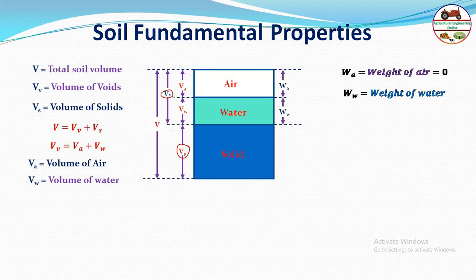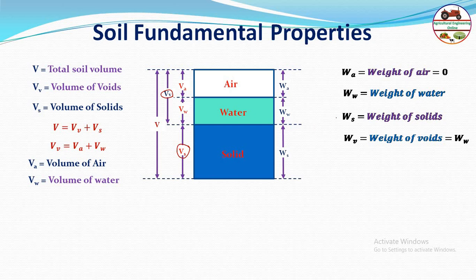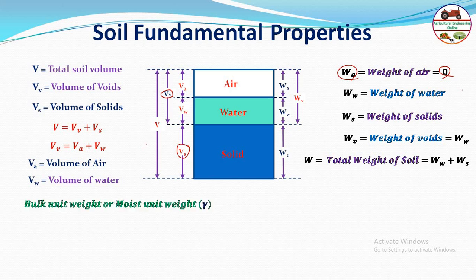Okay, so this is the weight of the water. The volume of the solid is Vs, and Ws is the weight of the solid. The weight of the voids will be equal to the weight of the water, since the weight of the air is equal to 0. So this is the weight of the void, which is equal to the weight of the water. The total weight of the soil will be equal to the weight of the water plus the weight of the solid.